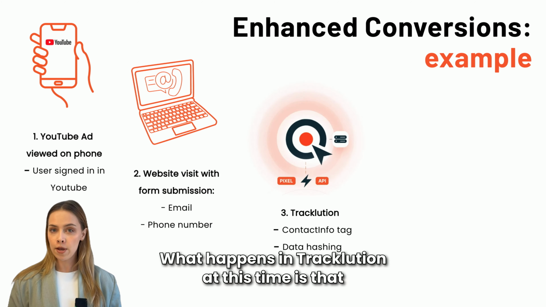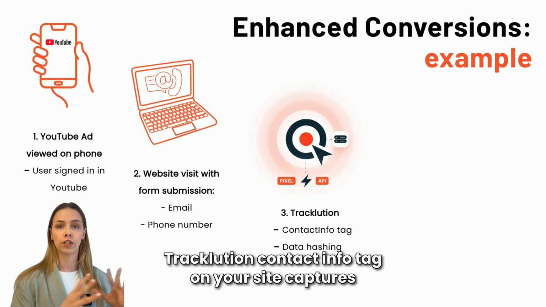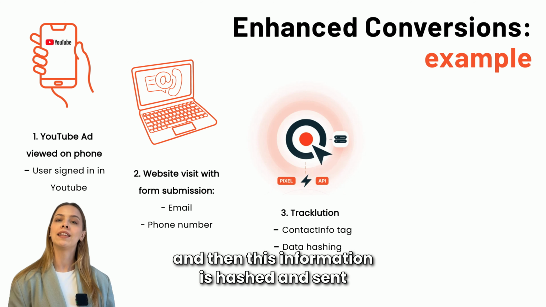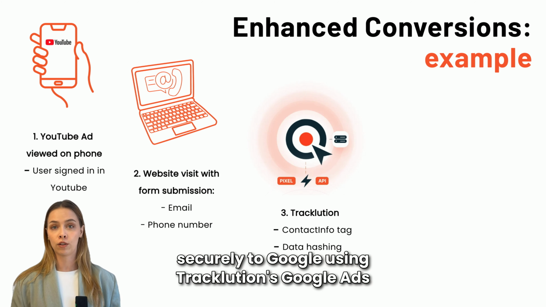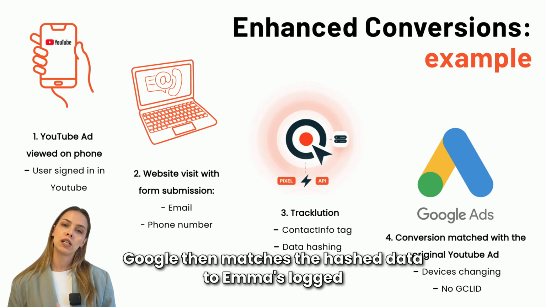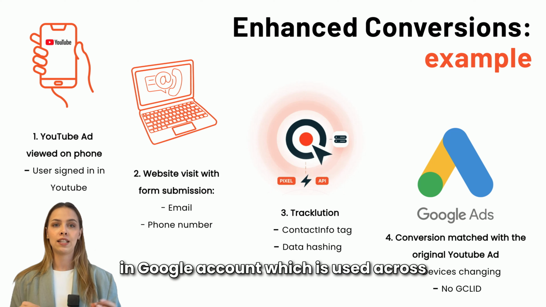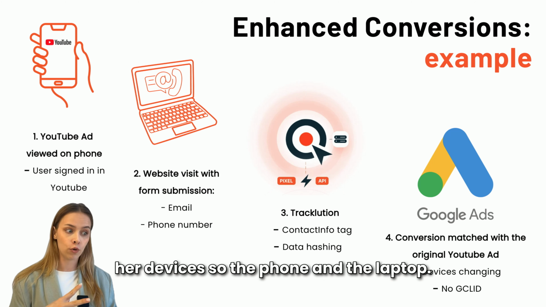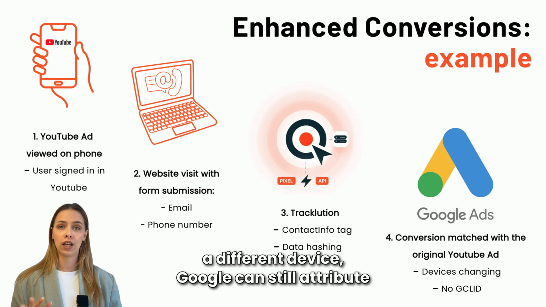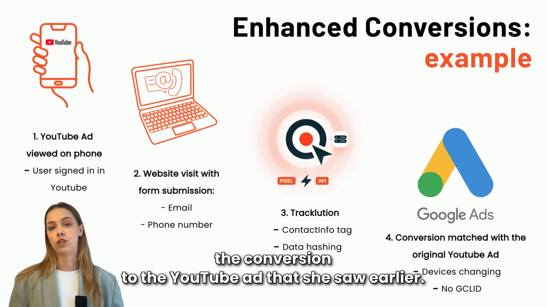What happens in Tracklution at this time is that Tracklution contact info tag on your site captures Emma's first-party data, email and phone number, and then this information is hashed and sent securely to Google using Tracklution's Google Ads connector. Google then matches the hashed data to Emma's logged in Google account, which is used across her devices, so the phone and the laptop. Even though Emma did not click the ad on YouTube and used a different device, Google can still attribute the conversion to the YouTube ad that she saw earlier.